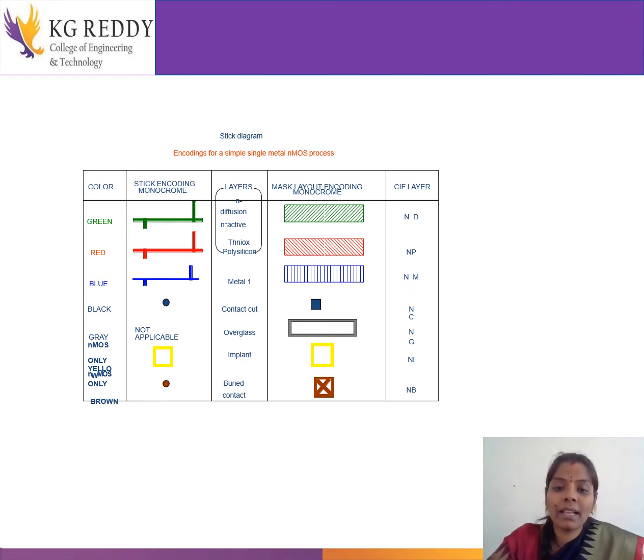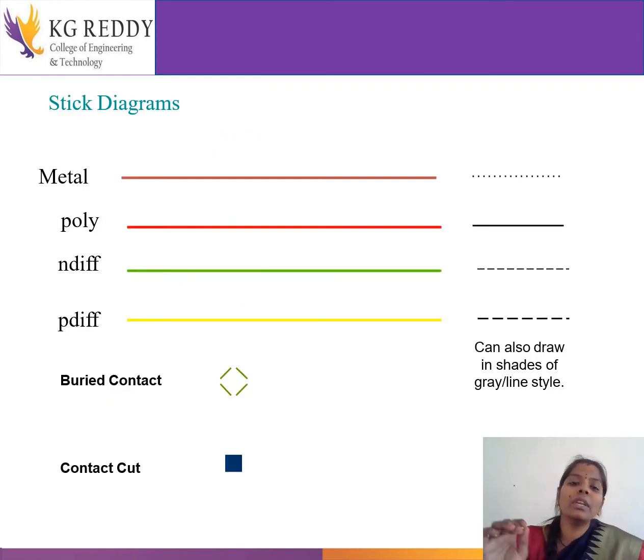Then black is used for the contact cut, and then we have implant, buried oxide, and things like that. If I want to go for mask layout, that is also represented here. So if I'm using some metal, this is for the metal, this is for the polysilicon, red, and N diffusion, P diffusion. We can also draw in shapes, and for the buried oxide and the contact cut. In this form of representation, we are supposed to draw the stick diagram.